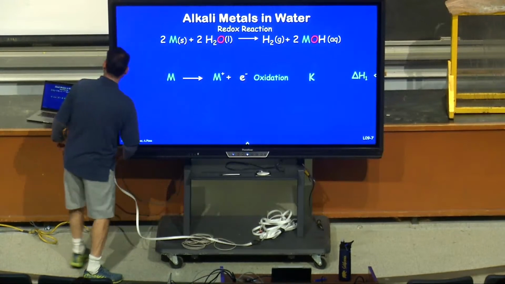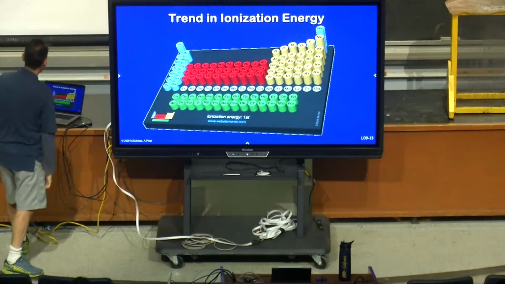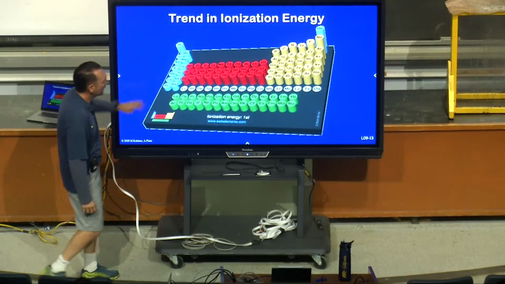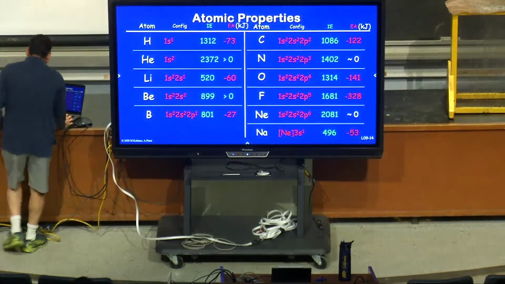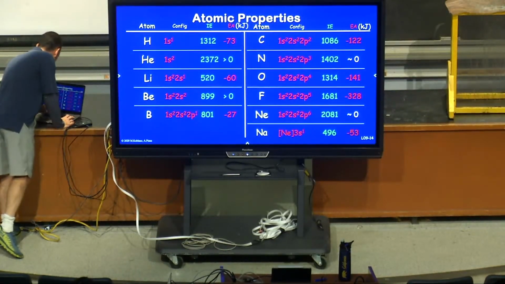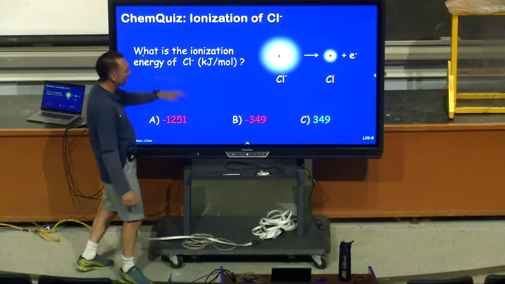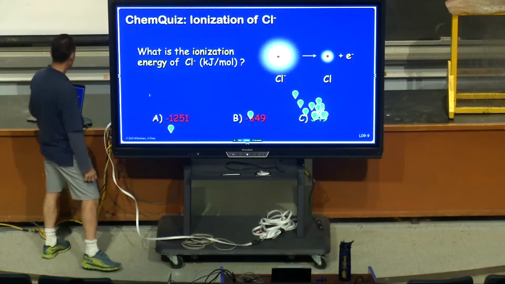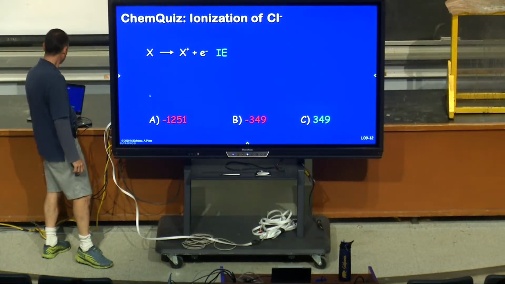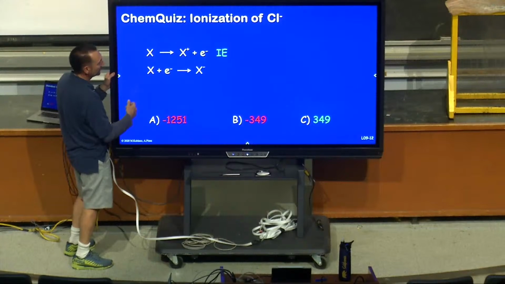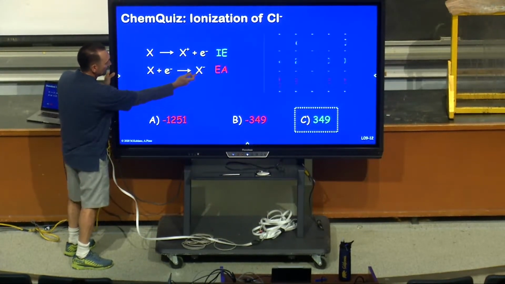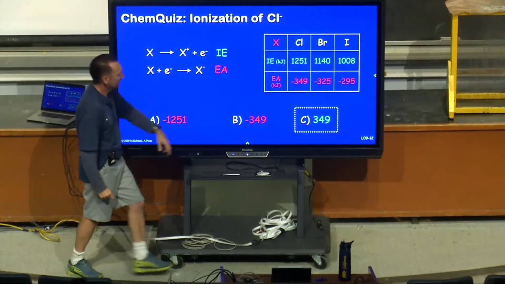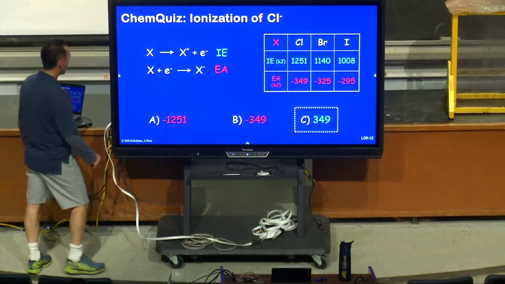Okay, so we're looking at that trend in ionization energy. This is the same plot, a little bit different, circles instead of squares. Let's write them down. Did I skip anything? Let's go back to the chem quiz. There it is. The ionization energy of chlorine minus is plus 349. We understood that. That's an ionization energy. This is an electron affinity, and we were doing the reverse of that. So the reverse of that is plus 349.